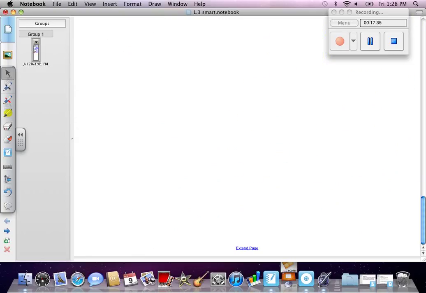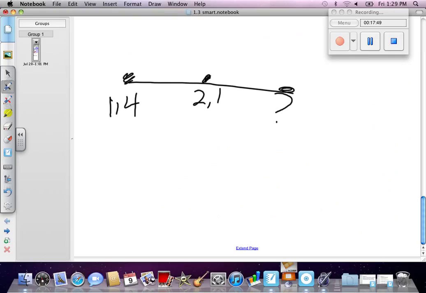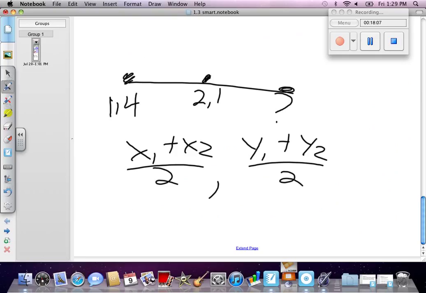We have a line, right? I know that one end is at (1, 4). I don't know where the other end is, and I know that the midpoint is (2, 1). And I'm trying to find that other endpoint. So I set up the midpoint formula. Right here, this is x1, y1. We don't have x2, y2. But we do have what it equals.